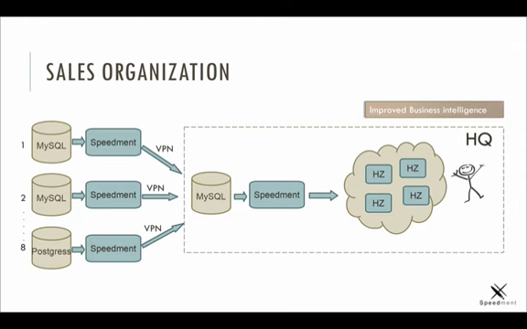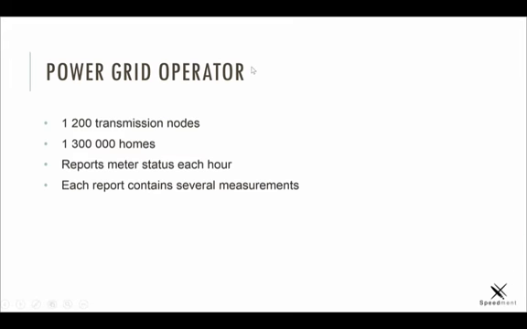And one funny thing with this was that some of the local countries were using different databases. Like one had Postgres instead of MySQL, but that was not really a problem, because Speedment is agnostic to what kind of database you have. It will translate anything to Java objects, and then you don't have to care about that. So they gained improved business intelligence.